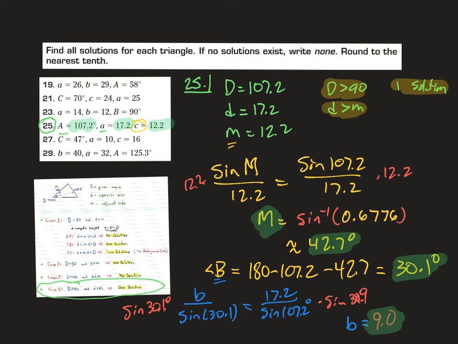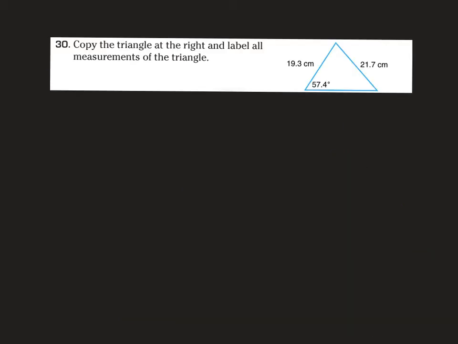Let's take a look at number 30. So in number 30, we're basically being asked to do the same thing. Notice I'm going to label this angle letter D, capital D. That means this side is the opposite side, which is letter d, lowercase d. This is my M, which is the adjacent side. And so what we're going to have to find in this triangle is angle M, and then I'm going to call this angle C and side C. That's what we're looking for. It says copy the triangle and label all the measurements.